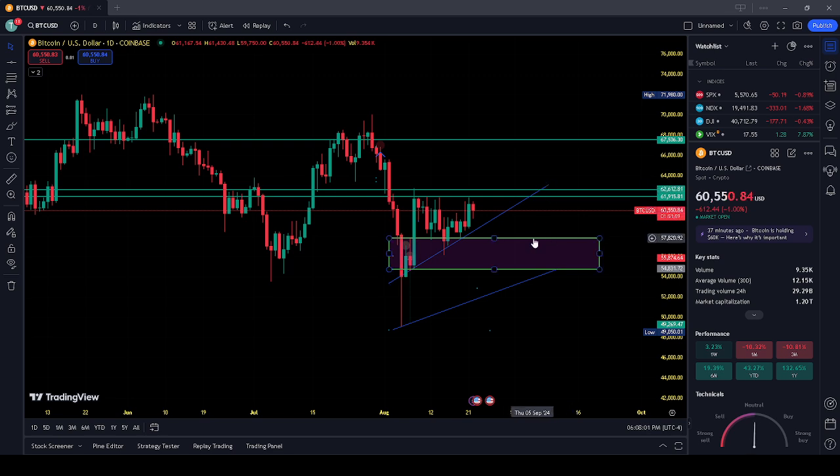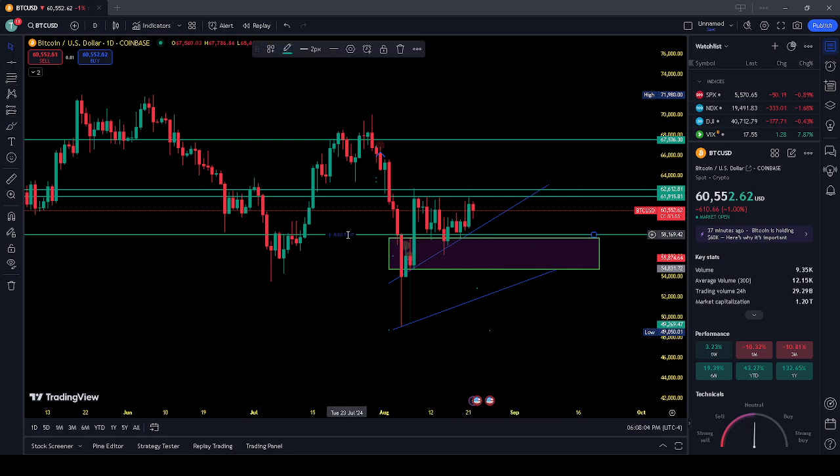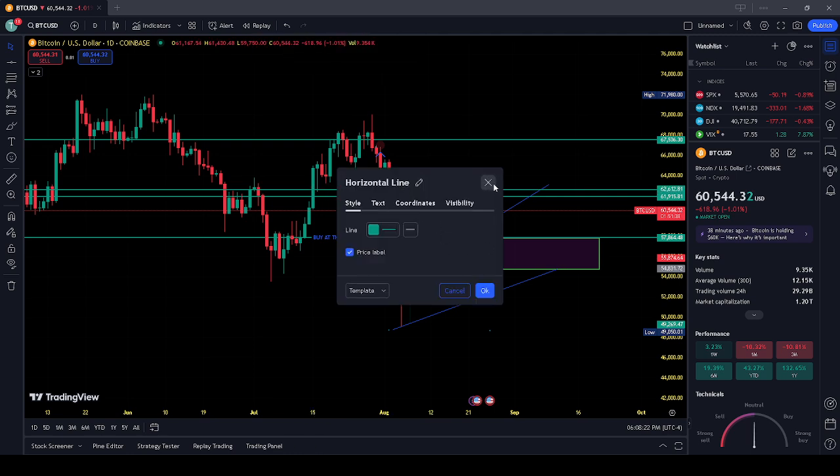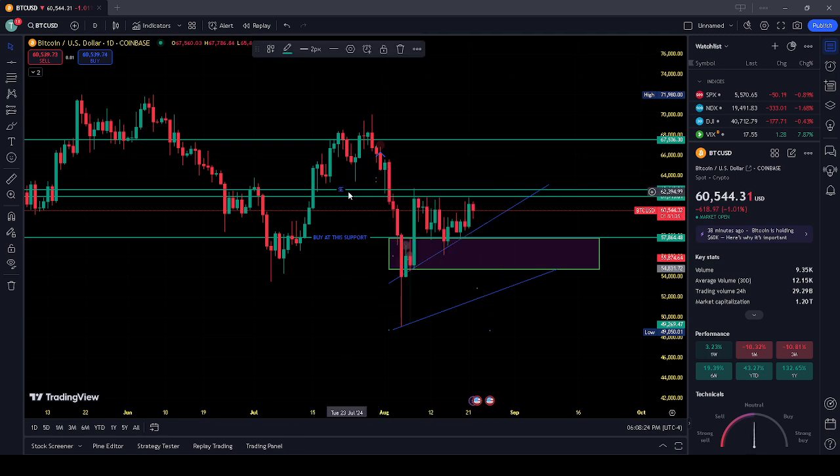So if it falls down to these levels, I mean, if it comes to this level, you can buy at this support. And if it does not cross this, sell at this resistance, which is 62,612. And 58,864 is the support.